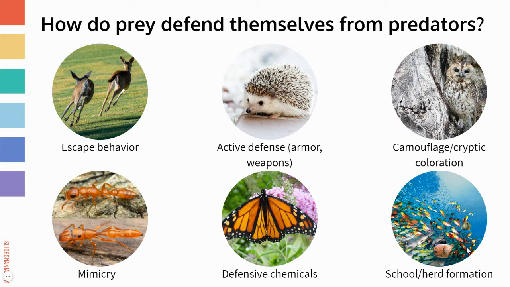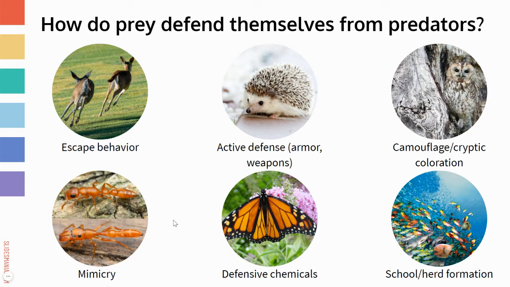We also have active defense, so things like armor or weapons. This porcupine or hedgehog has these spiky little quills that will make it more difficult to eat. We could also have camouflage or cryptic coloration. This just makes the prey harder to see, and if it's harder to see, then it's harder to eat. This is showing an owl, which is not a good example because an owl is not prey, but the same idea applies. You guys know what I mean. We also have mimicry. A lot of species will evolve to look more like a poisonous species.